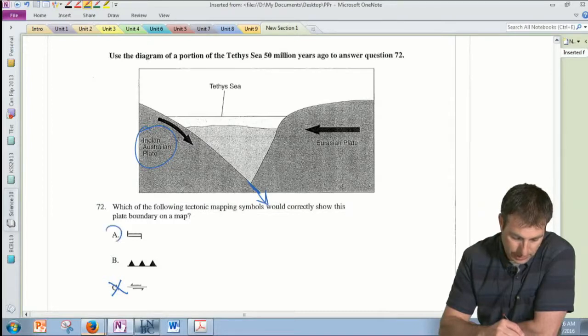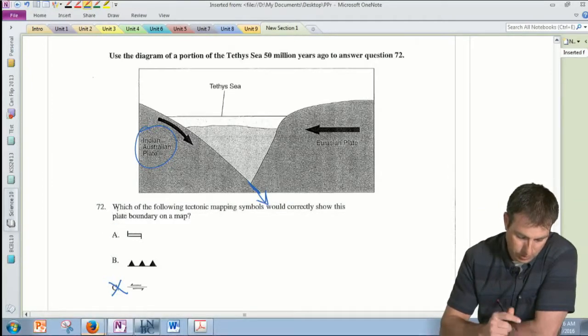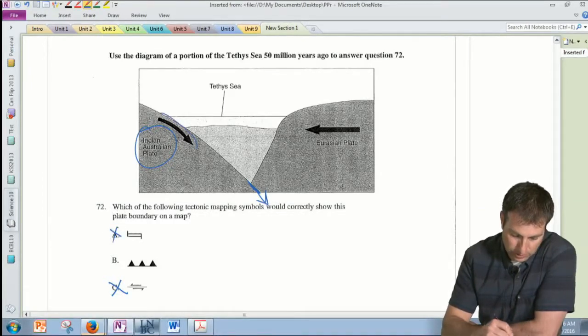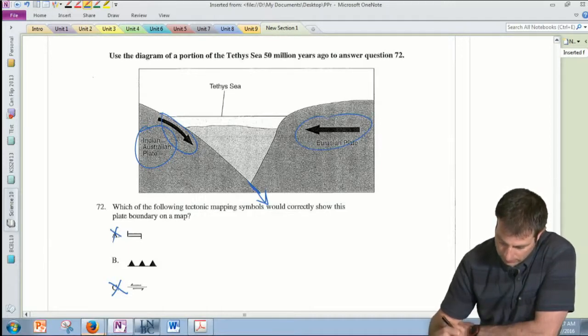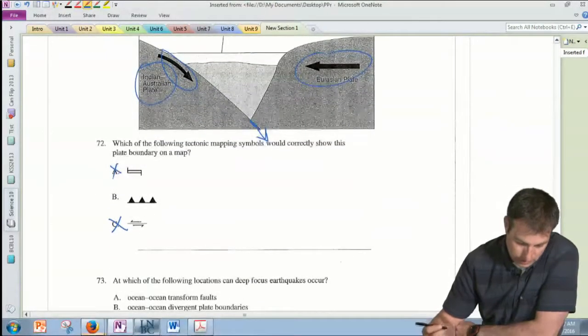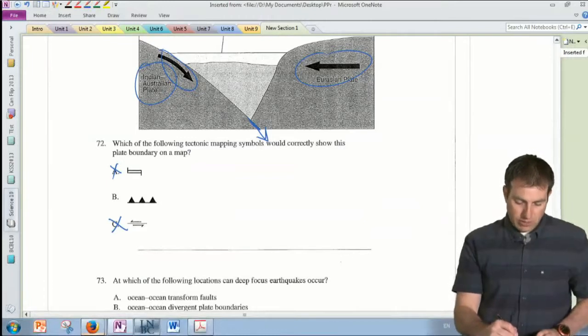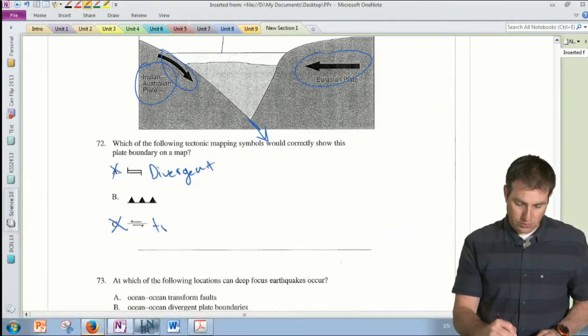Letter A is a divergent boundary, so I don't want that because these two plates are coming together. What other choices do I have? That's it. So remember, A is divergent. This is a transform. And this is convergent.